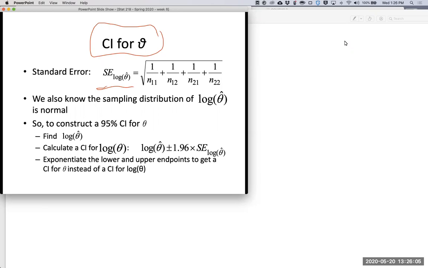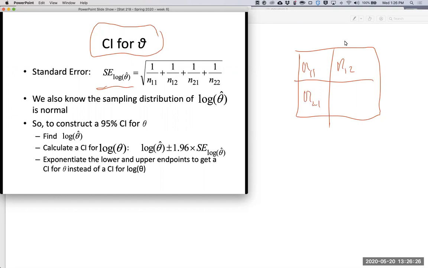My standard error for the log of theta is the root of the sum of the reciprocals of the number in each of the 1, 2, 3, 4 categories: upper left, upper right, lower left, lower right. Again, N11 is the count in the upper left, N12 is first row, second column, that's upper right, N21 is second row, first column, N22 is second row, second column.